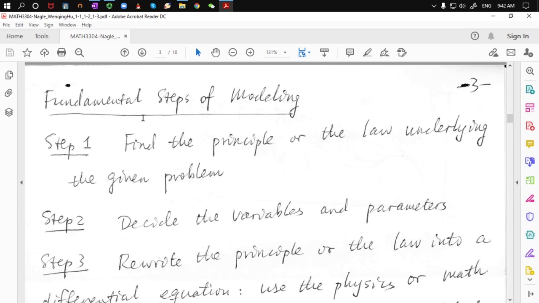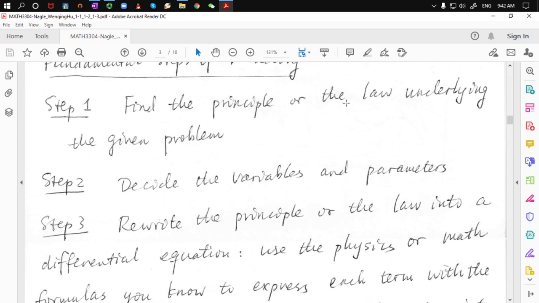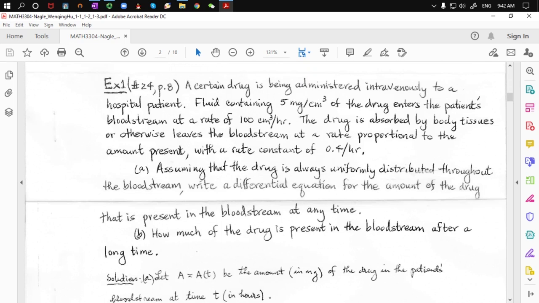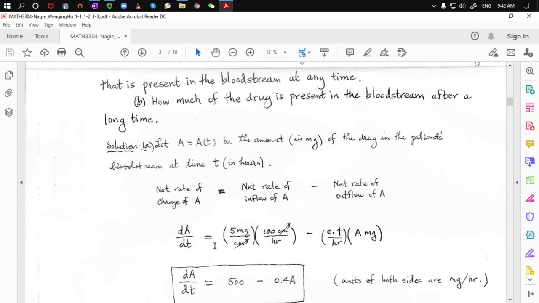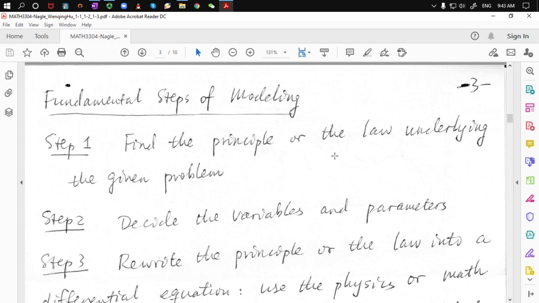You can see from our drug example that the fundamental steps of mathematical modeling consist of several steps. Step one is to find the principle or the law underlying the given problem. For example, in our drug problem, the very basic principle is that the net rate of change is the net rate of inflow minus the net rate of outflow. That's the law underlying the given problem.